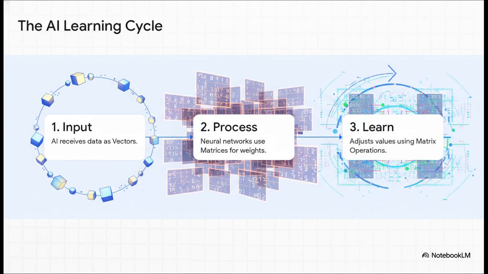It really boils down to a pretty simple 3-step cycle. First, the AI gets its input as vectors, say all the pixel values from an image. Second, it processes that data through its neural network, which uses huge matrices to hold all its knowledge. We call these weights. And finally, it learns by just slightly tweaking all the numbers in those matrices. This cycle, input, process, adjust, that is learning for an AI.